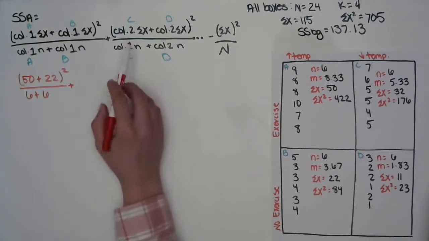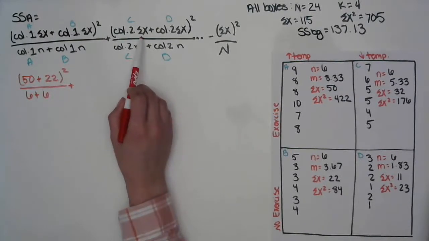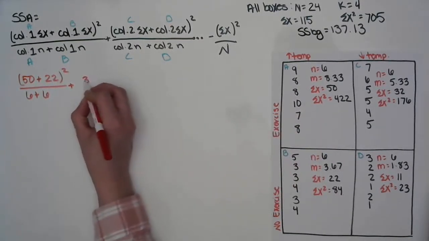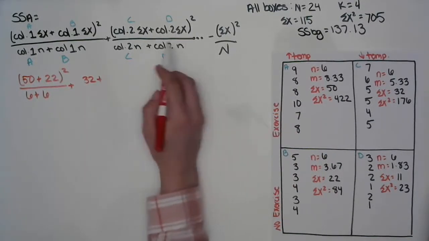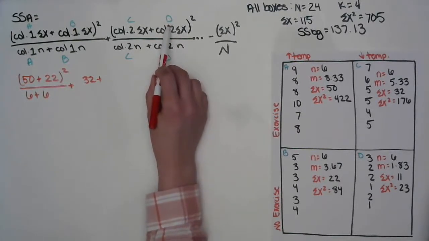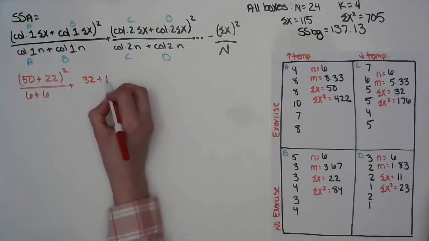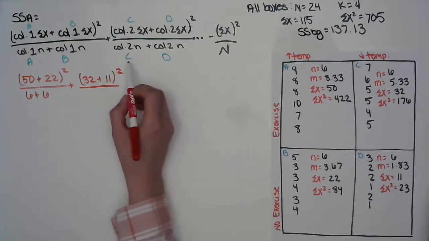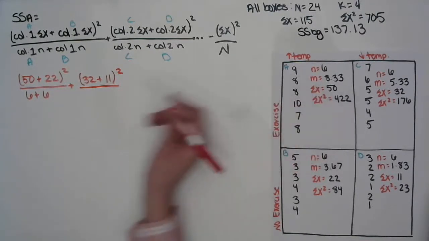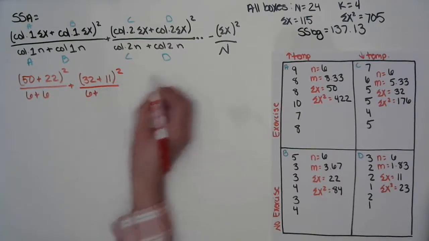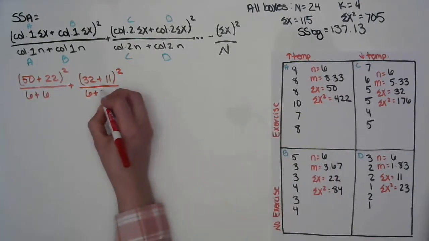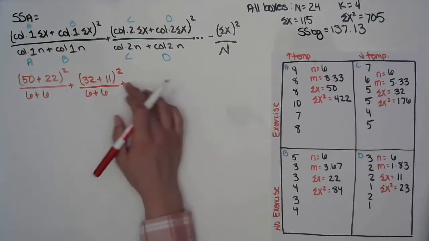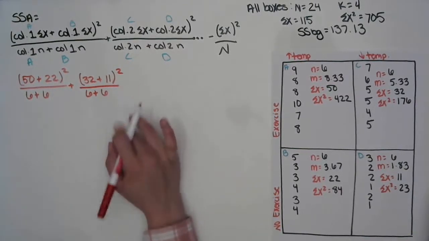And then we're going to do the same thing for column 2. So for column 2, we need the sum of the raw scores for box C, which is 32. And then we are going to need the sum of the raw scores for box D, which is 11. And then all of that gets squared. Then we need the n value for C, which is 6, and the n value for D, which is also 6. If you had more columns or more rows, you would just continue the equation. But since we don't, we can go ahead and stop there.